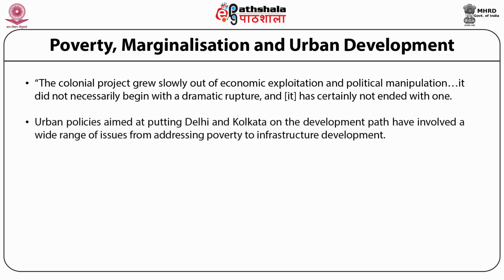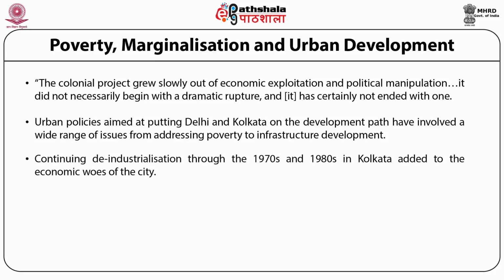So, urban policies aimed at putting Delhi and Kolkata on the development path have involved a wide range of issues, from addressing poverty to infrastructure development. In the immediate post-independence period, the cities grappled with the issue of deindustrialization, particularly in Kolkata, where commercial decolonization began in the 1960s, along with the declining importance of Kolkata port, which affected traditional industries such as jute and paper mills. Continuing deindustrialization through the 1970s and 1980s in Kolkata added to the economic woes of the cities.